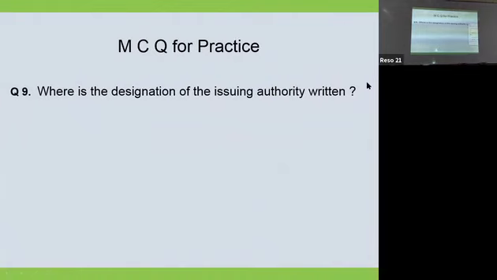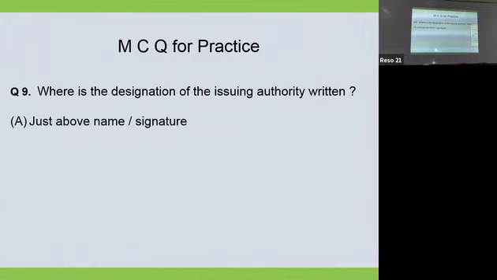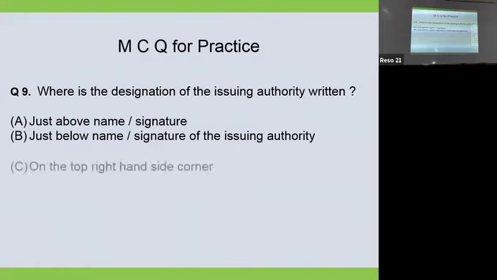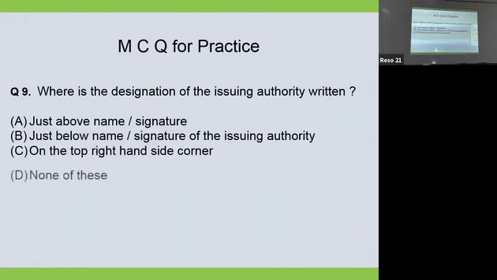Where is the designation of the issuing authority written? Inside the box, in the notice. Where? Just above the name or signature, just below the name or signature, on the top right hand side corner, or none of these? Just below the name or the signature of the issuing authority, we put up the designation. So the correct answer is B. Yes, boss. B for boss, correct.